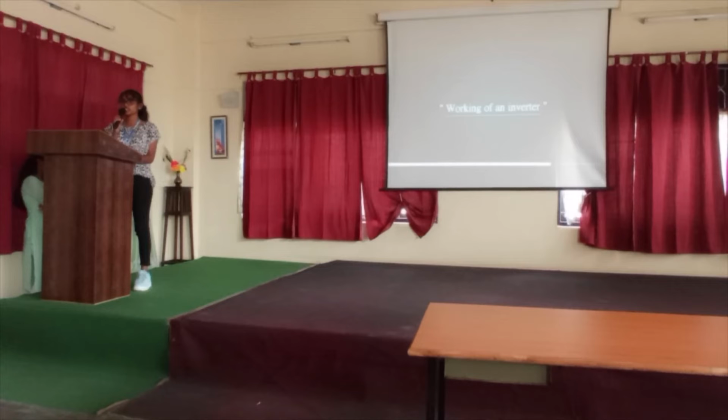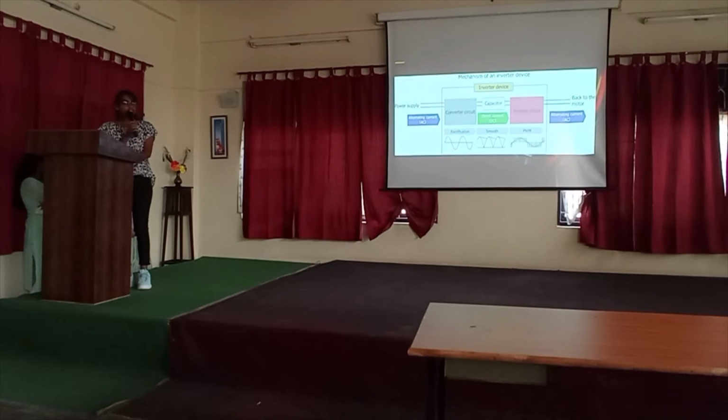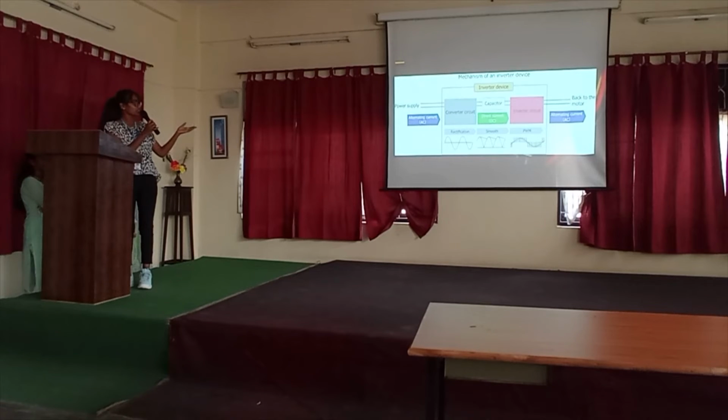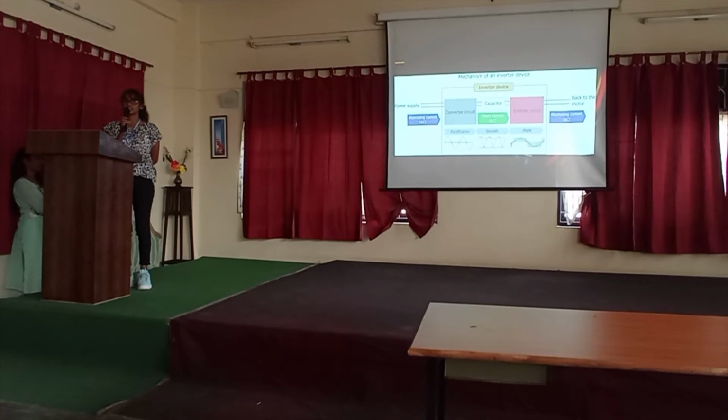Till now we learned what an inverter is, so let's learn about the working of an inverter. In an inverter device, there is an inverter circuit, a capacitor, and alternating current and direct current. So what is alternating current, does anyone know? And what is the difference between AC and DC?